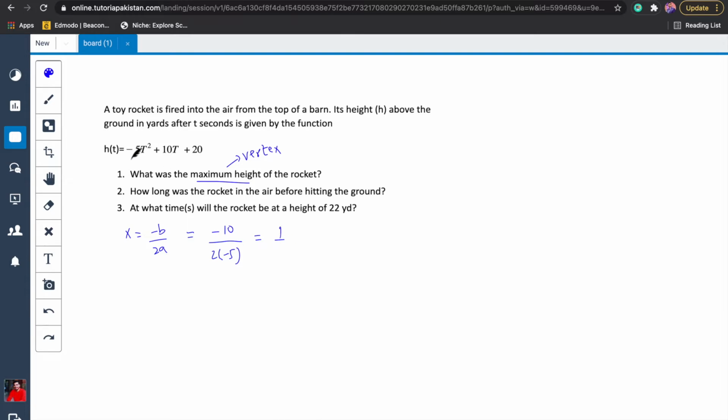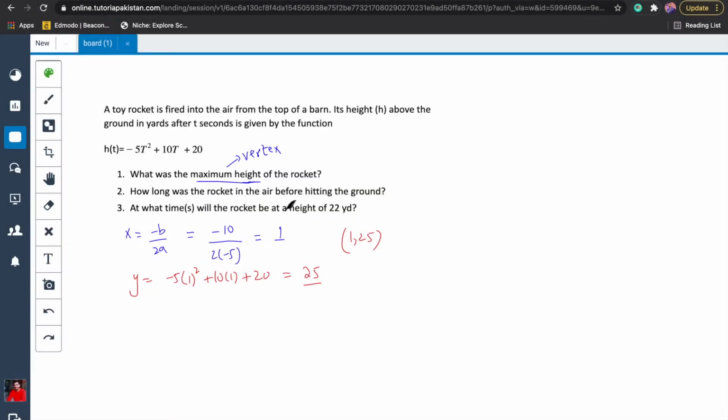You need to put this back into the equation because we have to find the maximum height, which is on the y-axis. So y equals maximum height equals minus 5 into 1 squared plus 10 into 1 plus 20. So the answer is minus 5 plus 10, which is 5, and 5 plus 20 is 25. This is our maximum height and the vertex is (1, 25). The maximum height occurs at 1 second and the maximum height is 25 yards.